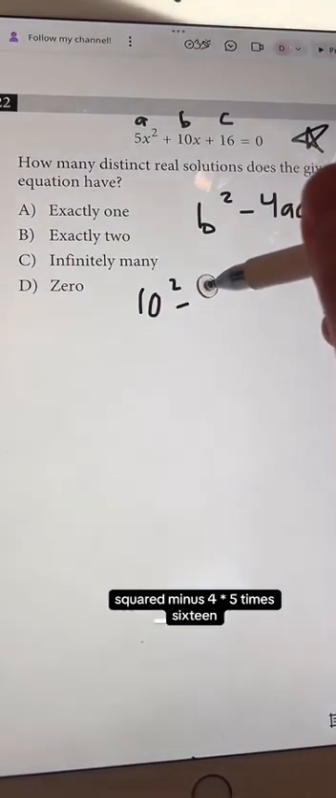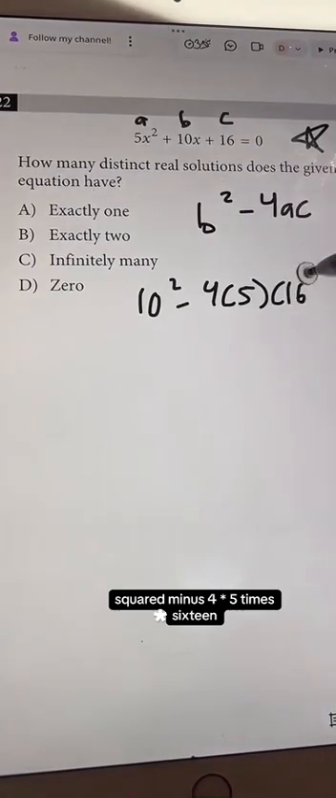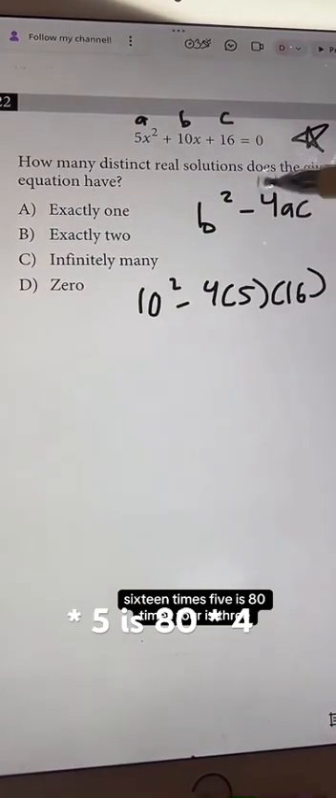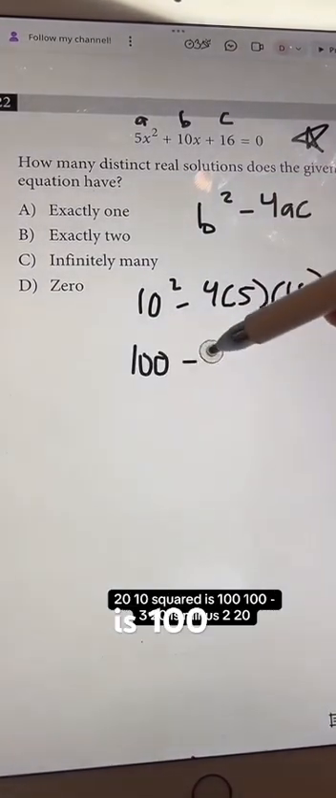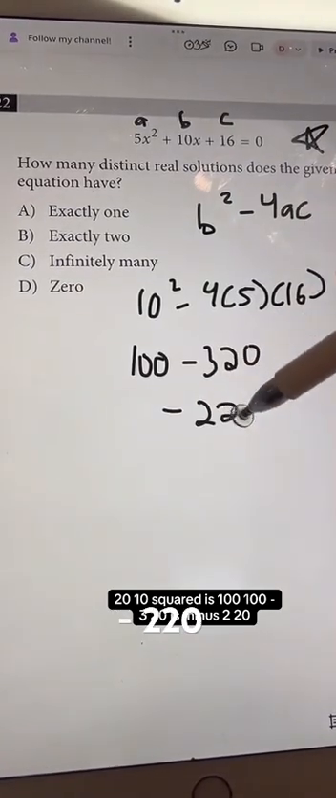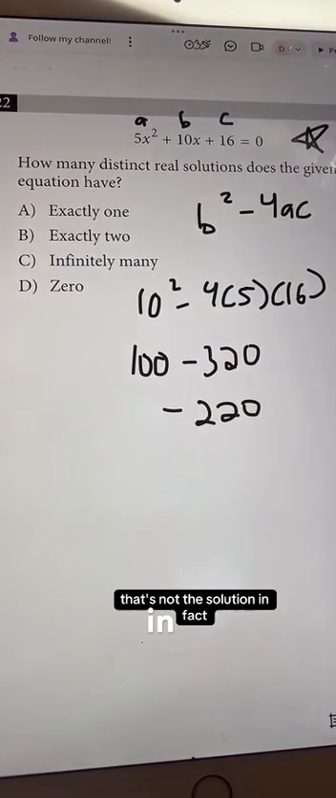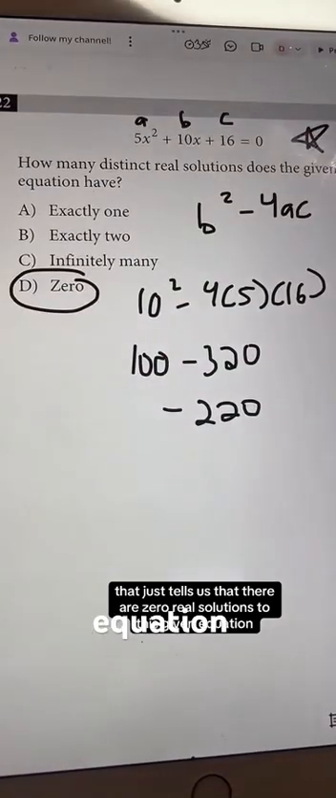10 squared minus 4 times 5 times 16. 16 times 5 is 80, times 4 is 320. 10 squared is 100. 100 minus 320 is minus 220. That's not the solution. In fact, that just tells us that there are 0 real solutions to this given equation. Great work.